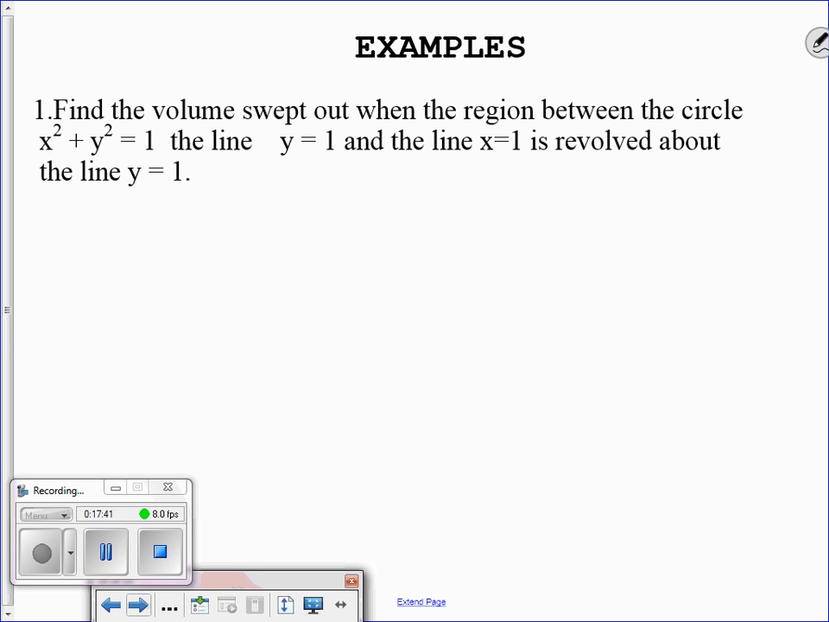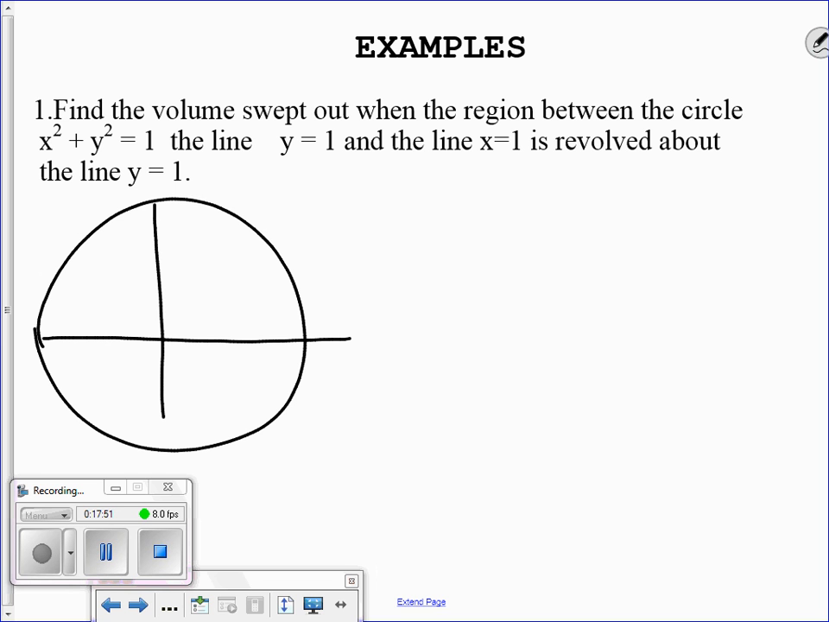So let's graph x squared plus y squared equals 1. What does that look like? A circle, right? With a radius of 1. Then we've got the line y equals 1. What kind of a line is that? Horizontal. Excellent. Here's the line y equals 1. And then x equals 1, a vertical line.